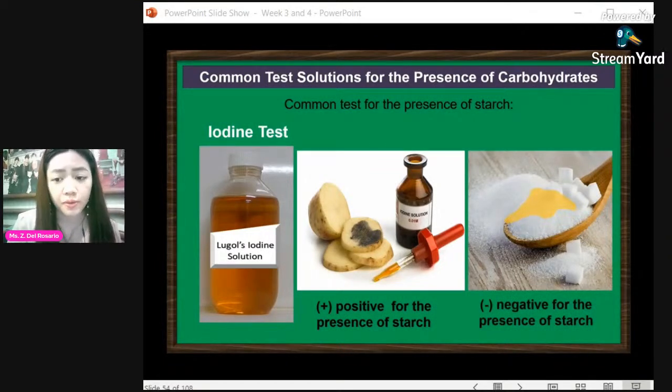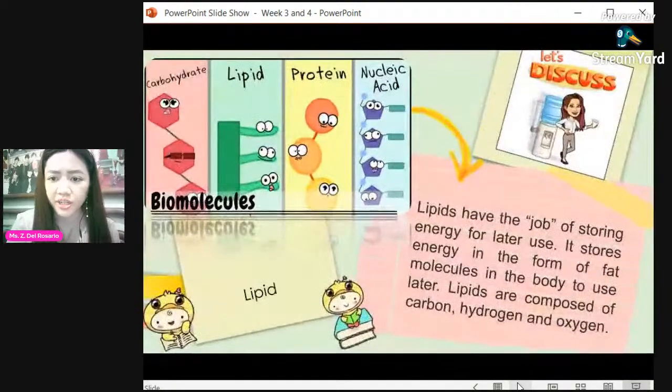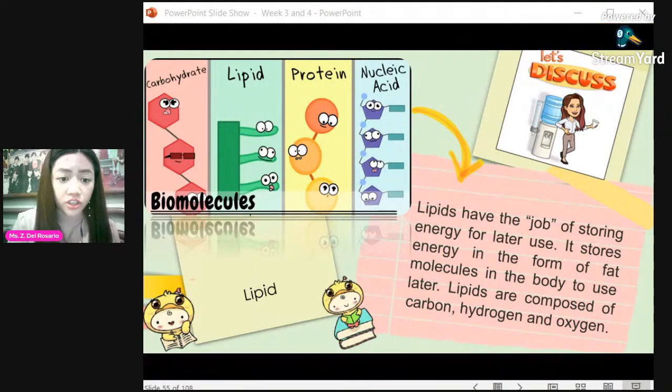Now that we were able to understand further regarding carbohydrates, let us now proceed with another biomolecule, which we call lipids. Lipids have the job of storing energy for later use, and they store it in the form of fat molecules in the body to be used later. And these are composed of the elements carbon, hydrogen, and oxygen.